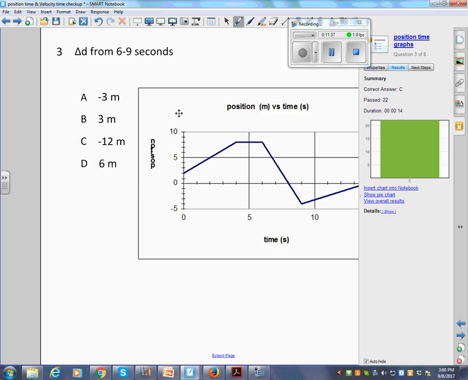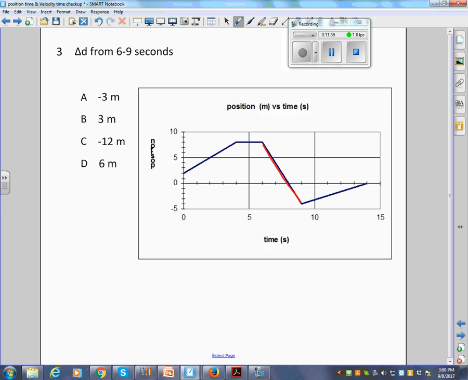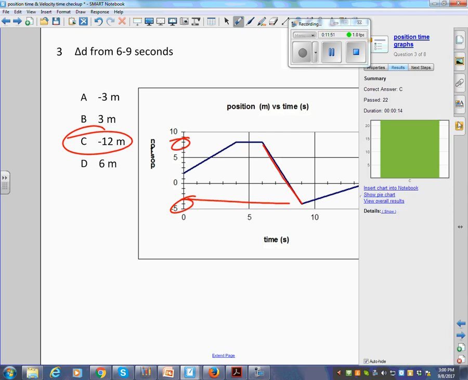Delta D from 6 to 9. So that's this one here. It ends up at minus 4. It's starting at 8. So from 8 down to 0 is 8, and that would be minus 12, I think, right? I'll see what I got this. I'm probably the only one.